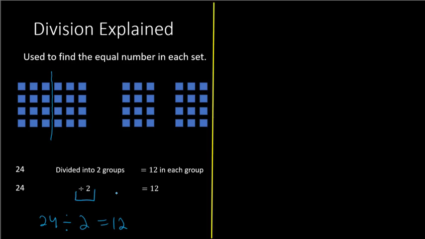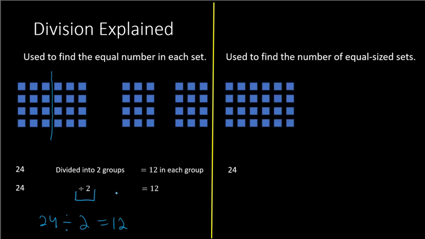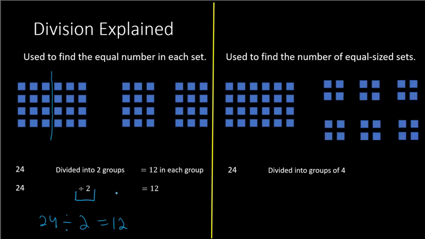And the other way is similar, and this is where it can be used to find the number of equal sized sets. So again, if we had 24 squares, and let's say we wanted to divide into groups of 4. Well, to divide into groups of 4, we could make 6 different groups. So we have 6 groups of 4. So the way we can express this as a division problem is that 24 divided by 4 is equal to 6. So again, we can think of this as a division problem.